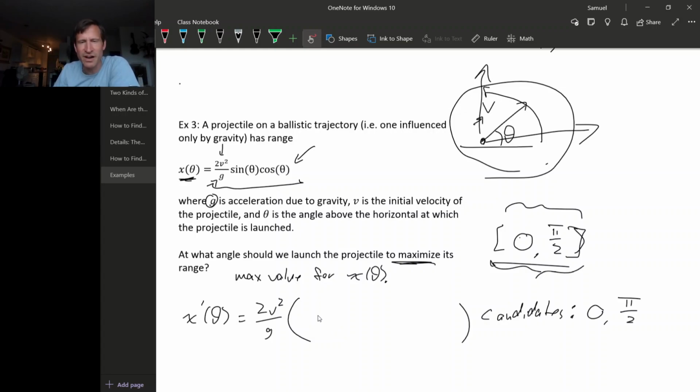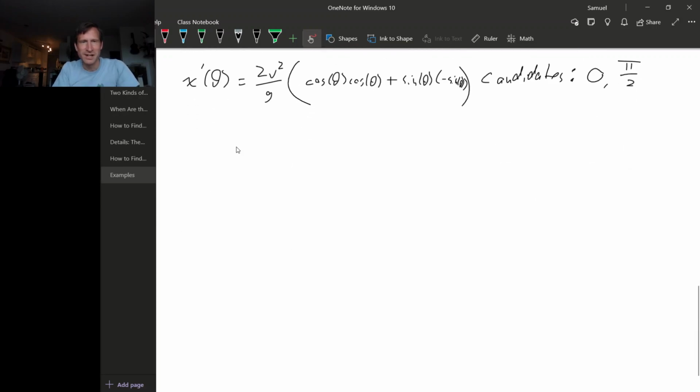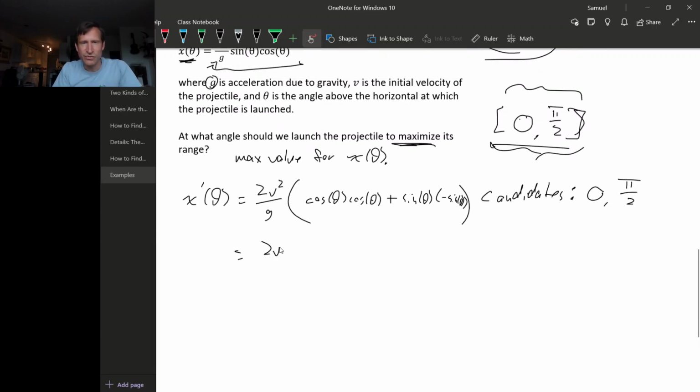So derivative of sine, that's cosine, times cosine with no derivative, plus sine with no derivative, times cosine with the derivative, so that's minus sine theta. So I'm a little bit squashed here. So this is 2v squared over g times, looks like we have cosine squared theta minus sine squared theta.